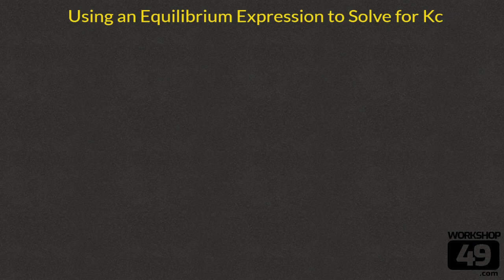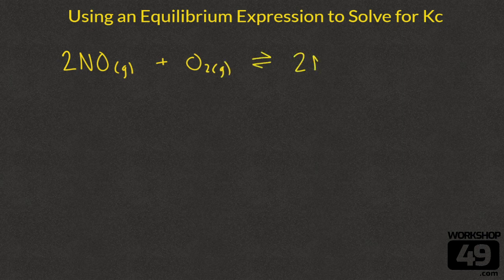This time we're going to be using an equilibrium expression to solve for Kc. So let's get a balanced chemical equation up here, and we have 2NO gas plus oxygen gas, and it's going to be a reversible reaction with 2NO2 gas. And we're going to start off by writing our equilibrium expression.